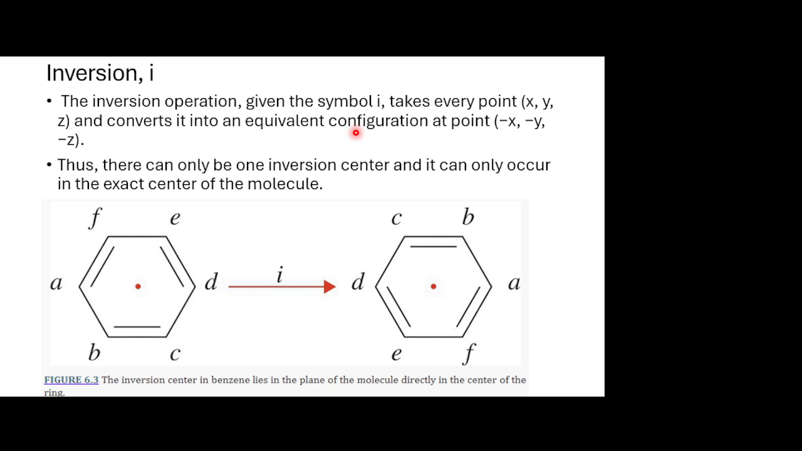Okay, so the next operation we're going to do is an inversion. So this is the inversion operation. It has a symbol of I. You're going to take point X, Y, and Z, and you're going to convert it to the negatives. So essentially, you're just going to flip everything across. Making more sense?